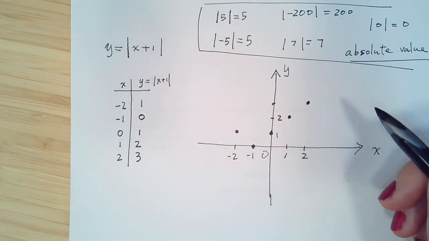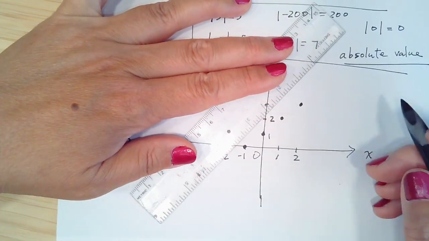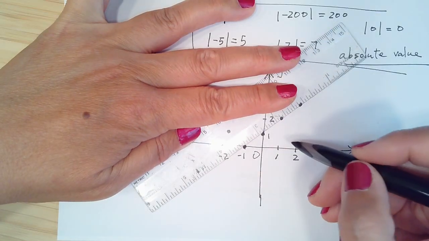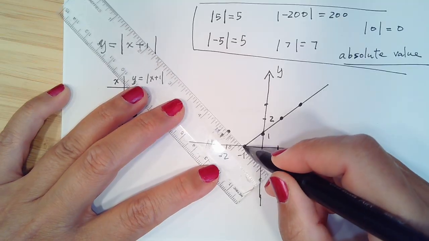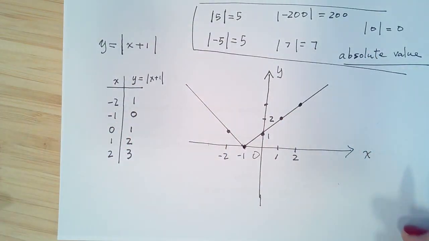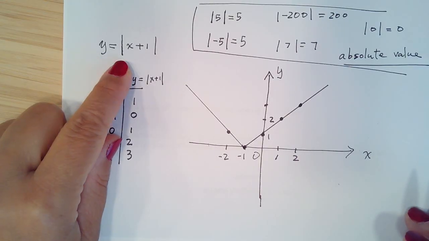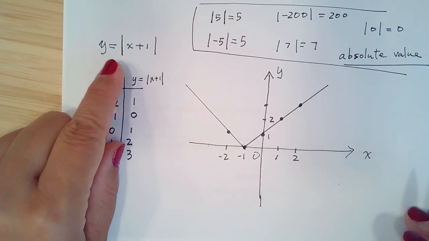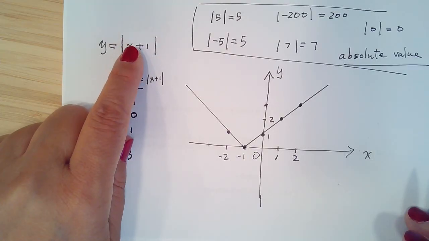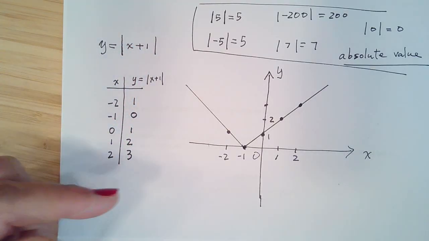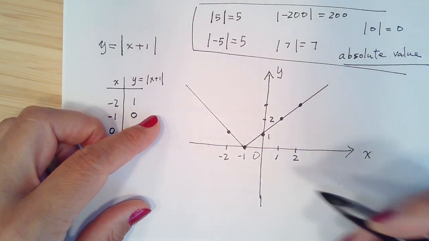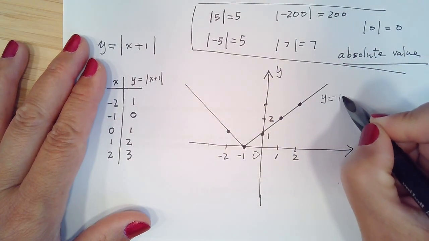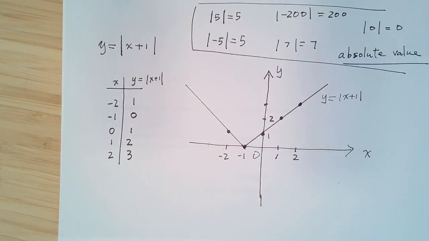You get something that looks like this. See, they are on a straight line, and here is also a straight line. So y equals the absolute value of x plus 1. After you take the absolute value, it has to be either 0 or positive. So that makes sense, right? All the y coordinates are either 0 or positive. So that is y equals the absolute value of x plus 1. That's how you graph this.